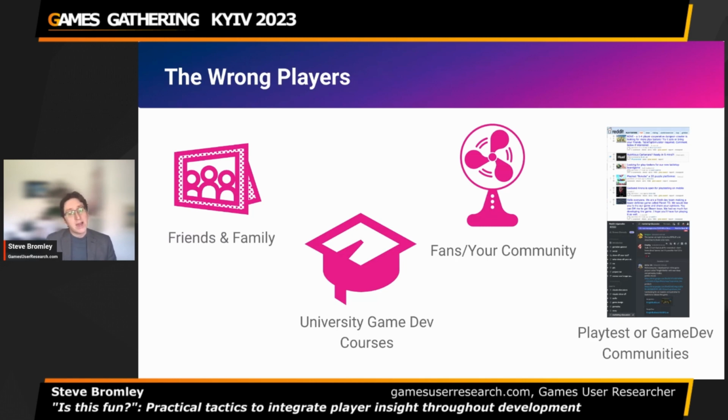If they're lucky, they might have an existing community, and they ask that community to play through an upcoming version of the game and give feedback. Or they might be really relying on playtesting or game developer communities. Things like Reddit's r/playtesting forum or Reddit's r/gamedev community, or Discords where playtesters and game devs share feedback on each other's games are some typical places that teams are going to find players.